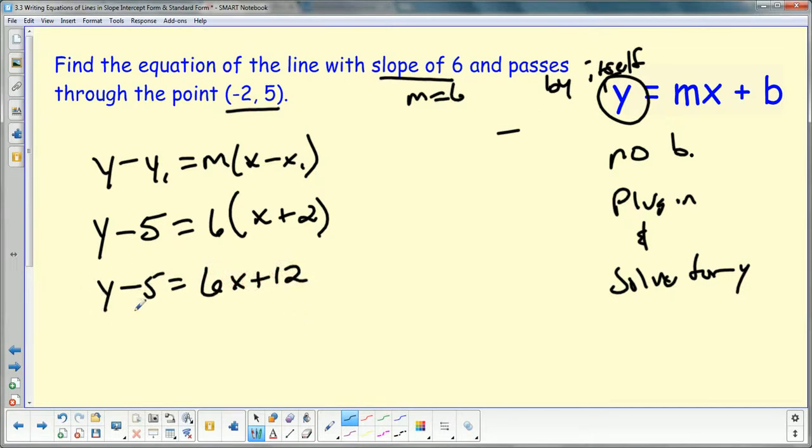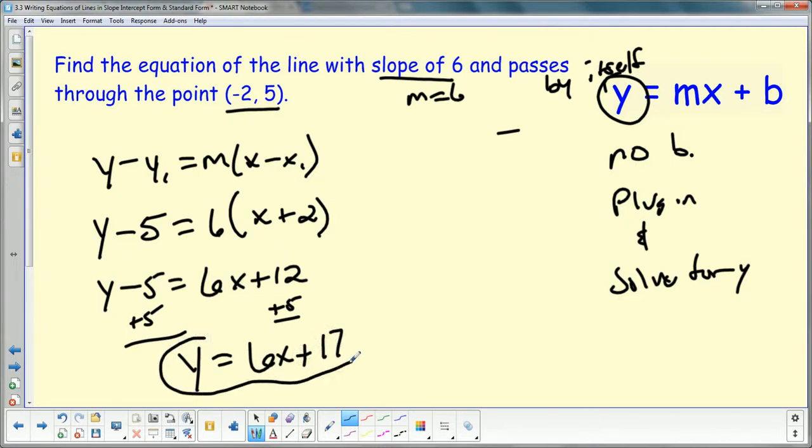And now since I want y by itself, I need to get rid of this minus 5, so I'm going to add 5 to both sides. And you'll notice you need to do it to both sides. So we end up with y equals 6x plus 17. And that would be the equation in slope-intercept form again.